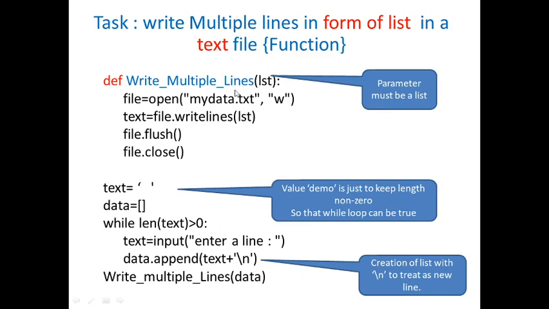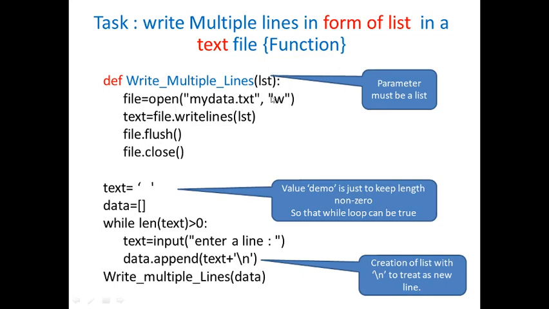In the function that writes multiple lines with writelines, we have to pass a parameter as a list only, not as a string. In case of write, we pass the parameter as a string, but in case of writelines, we should pass the parameter as a list. This is the only difference. The rest is okay. Now see, every code is the same.